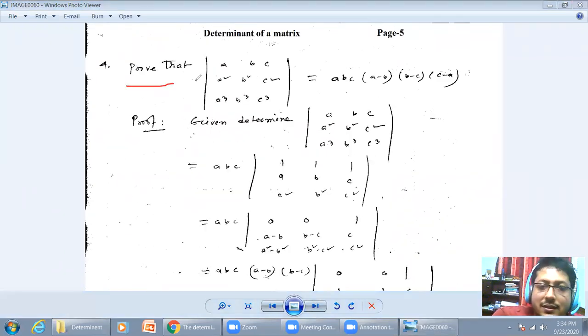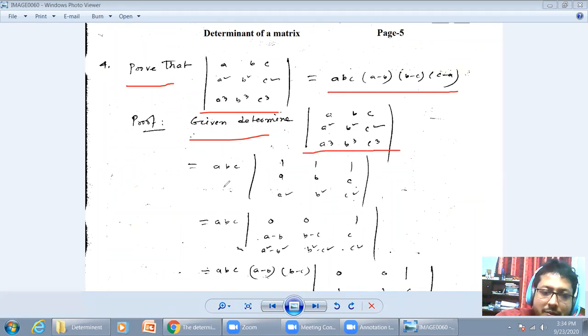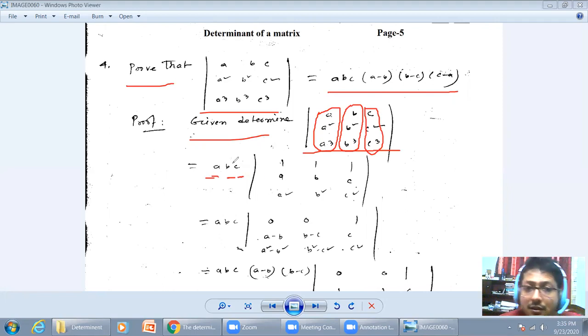How to prove that this determinant equals A plus B plus C into A minus B into B minus C into C minus A. This is the given determinant, and we can take common A, B, C. That means from this column we can take common A, from this column we can take common B, and we can take common C from this column. So A, B and C. Now after placing A, B, C outside the determinant, we get this matrix.